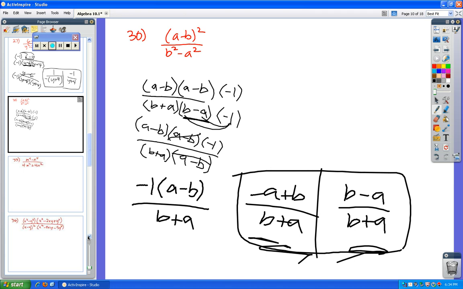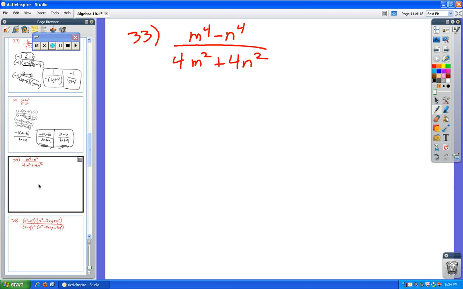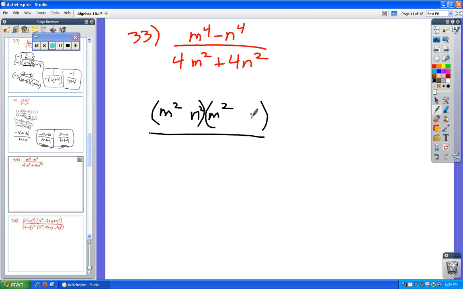Okay, let's see if you can do this now. Factor the top, factor the bottom. Do they have anything in common? If not, we go 2 sets of parentheses. The top, nothing in common. M squared, that gives me m to the 4th. N squared. We need a negative n to the 4th, so we need the signs to be different. Good, so that's plus and minus.